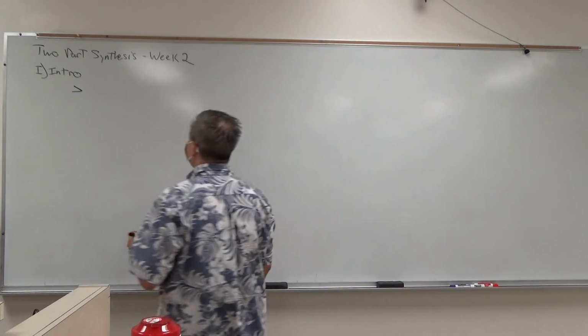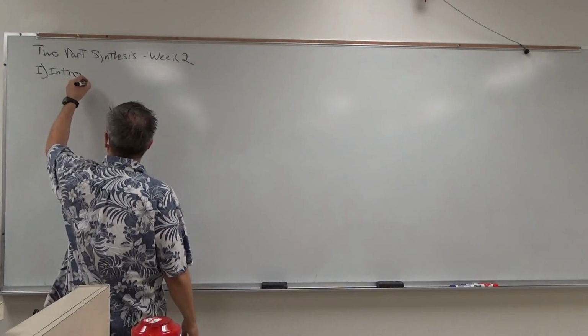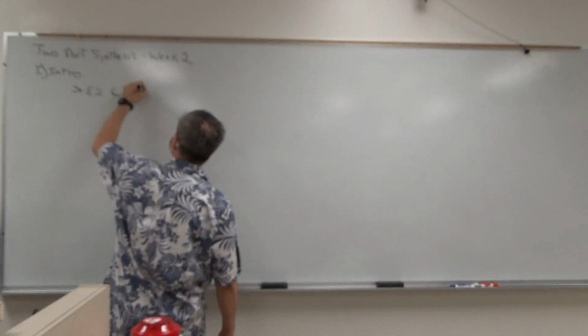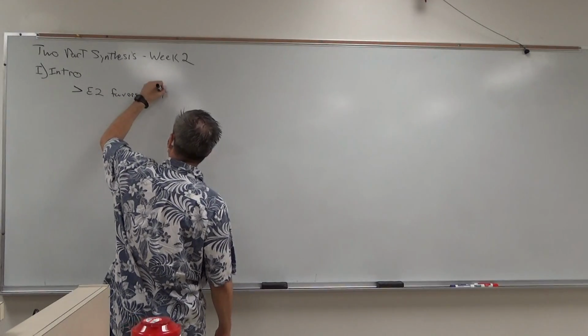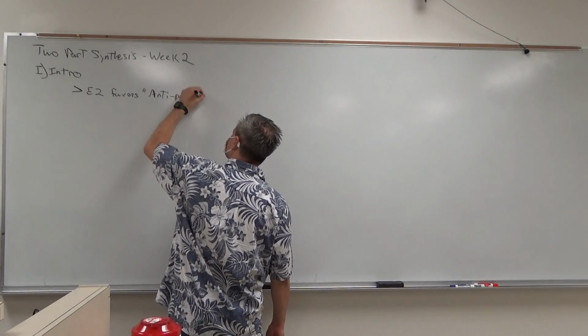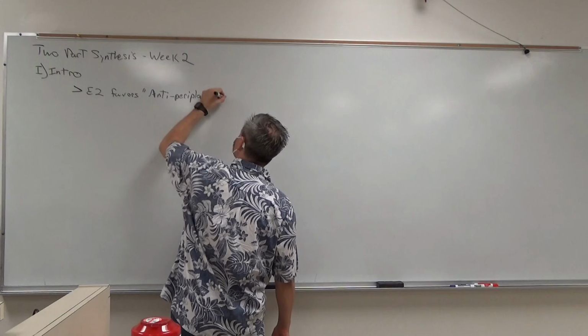All right, so we can depict that. E2 favors anti-periplanar geometry.